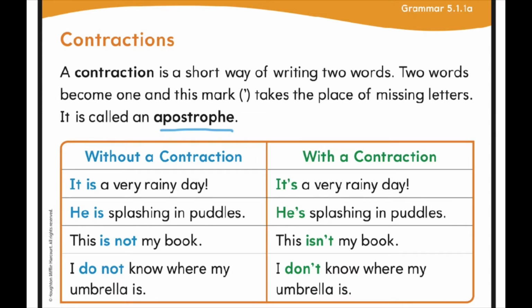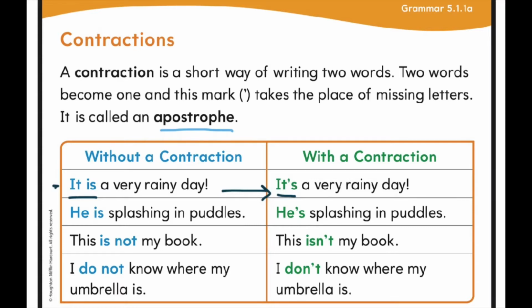Okay, so let's just look at these examples here. Let's start right up here. It is a very rainy day. Now we're going to look at these two words, it is, and we're going to take them and squish them together to make them into one word, and it's a faster way of saying it, and it changes to this, it's a very rainy day.